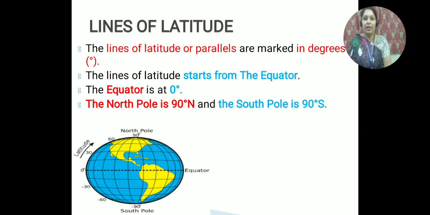The line of latitude starts from the equator, and that is why we say the equator is the most important line of latitude, because the lines of latitude start from the equator only.